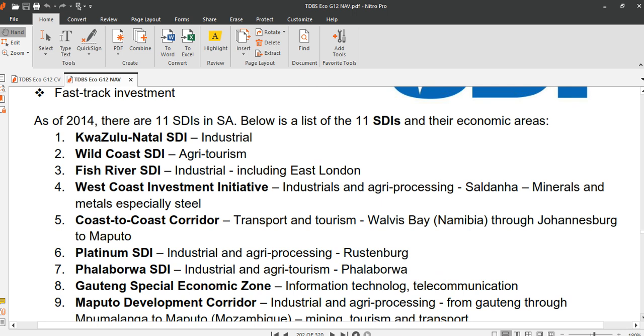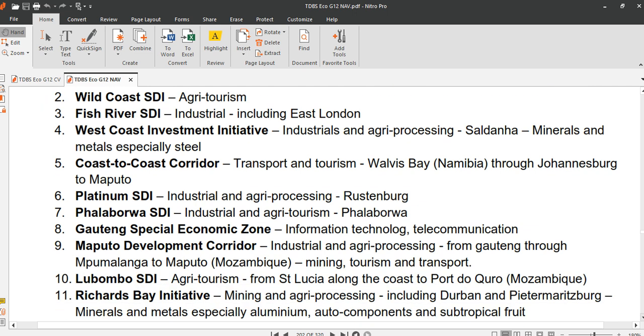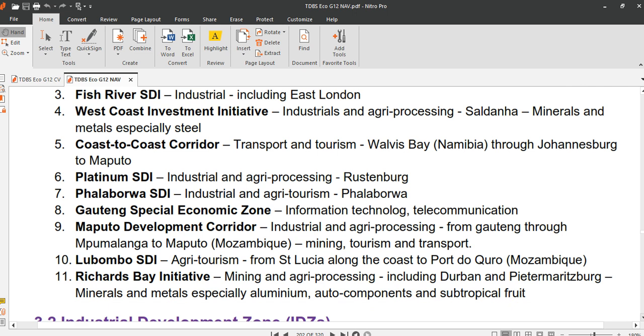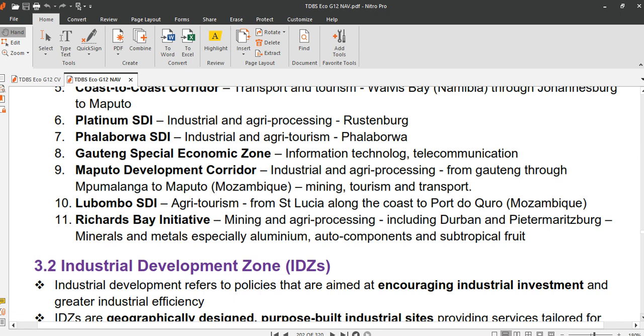1. KwaZulu-Natal SDI, Industrial. 2. Wild Coast SDI, Agritourism. 3. Fish River SDI, Industrial, including East London. 4. West Coast Investment Initiative, Industrials and Agri-Processing, Saldanha, Minerals and Metals, especially steel. 5. Coast to Coast Corridor, Transport and Tourism, Walvis Bay, Namibia, through Johannesburg to Maputo. 6. Platinum SDI, Industrial and Agri-Processing, Rustenburg.